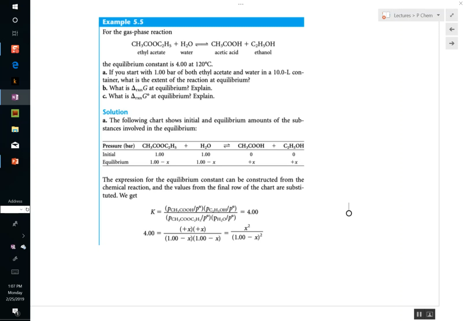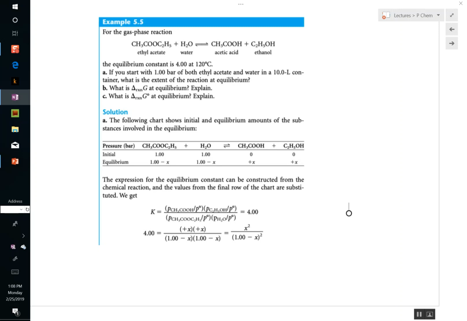So here are the initial conditions. None of this. 1 bar of ethyl acetate, 1 bar of water. Now we're at 120 degrees centigrade, so it makes sense that we could be in the gas phase with all these things. I don't know what the boiling point of ethyl acetate is offhand. It's probably lower than water. It's not very polar. Butyl is like 120.